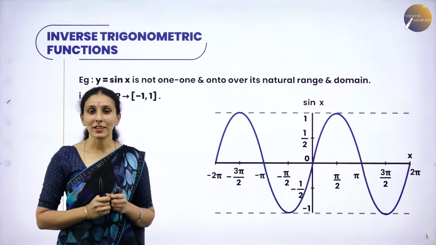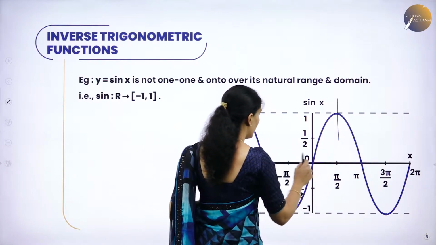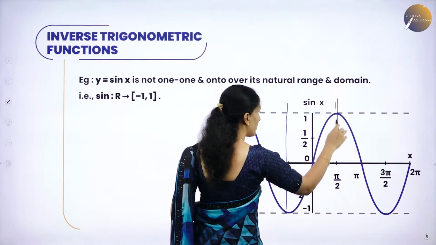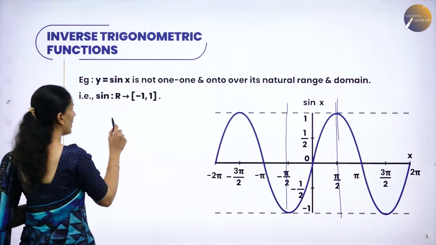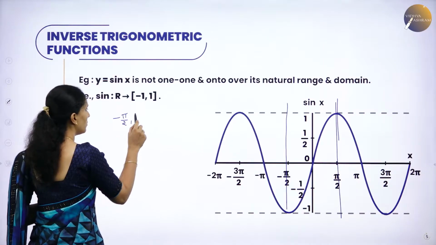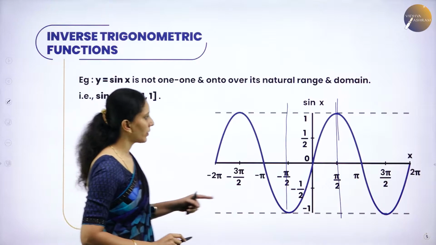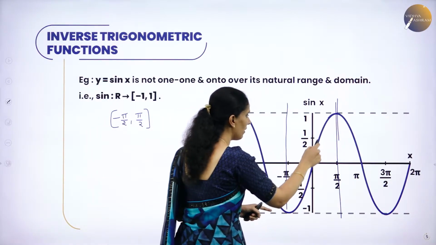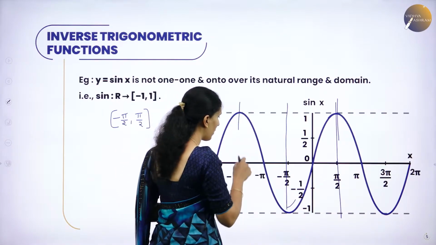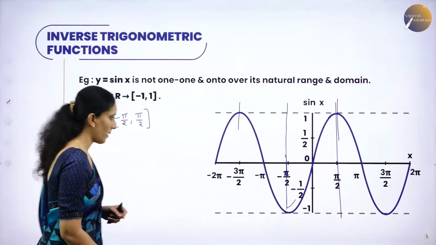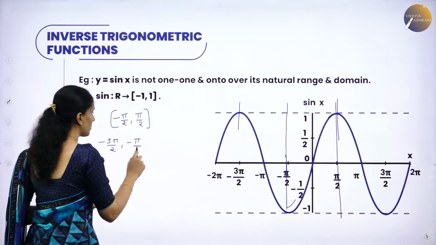Now, how to restrict the domain of a sine function? See here, you can observe the curve from here to here. So, when I restrict the domain from minus pi by 2 to pi by 2, you can clearly see the curve here, the values do not repeat. Similarly, you can restrict the domain from minus 3 pi by 2 to minus pi by 2.